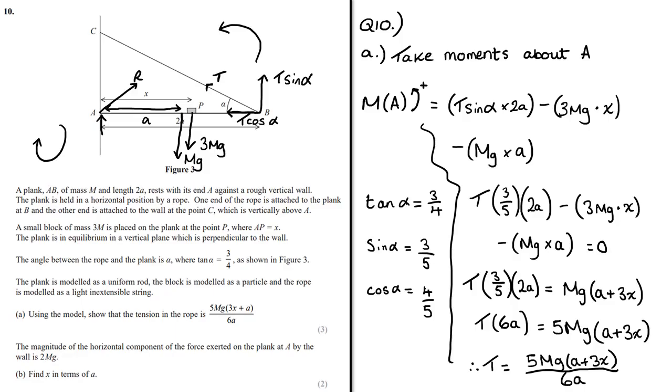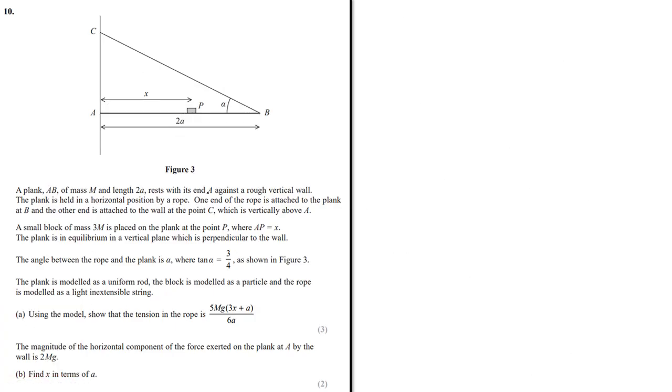And then part B is a bit shorter, quite nice. So if we just clear all this, for part B then, it says the magnitude of the horizontal component of the force exerted on the plank at A by the wall is 2mg. So what that's telling us here is there's a horizontal component of this force acting in this direction, and we know the magnitude of that force, that's 2mg. And I've taken them off here, but we did have our components.